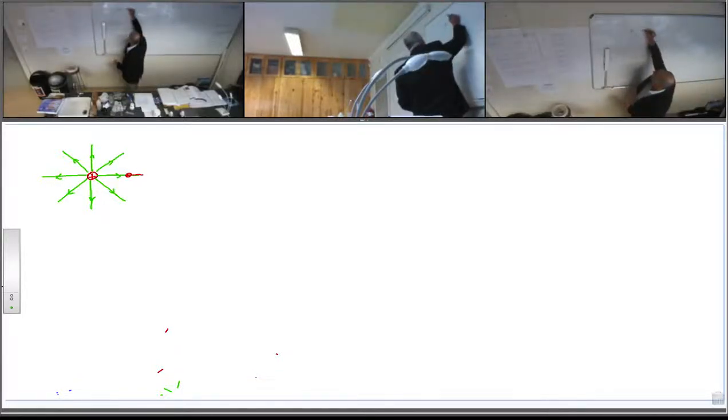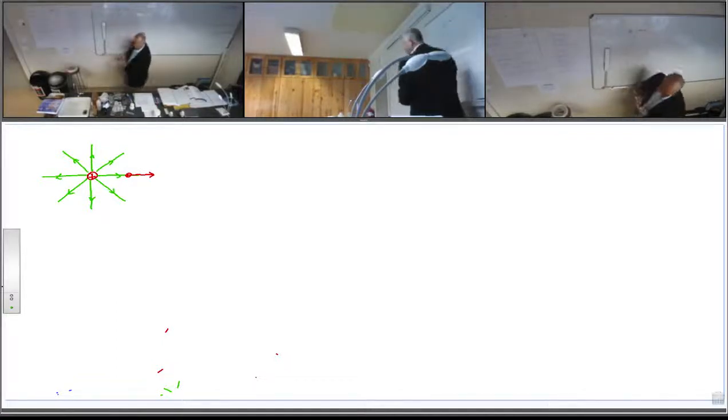Right, now just to carry on with our revision, if I had to go and put a little positive particle there, where would that positive particle experience a force? With the field or against the field? Positive particles experience a force with the field, so that would be that way.